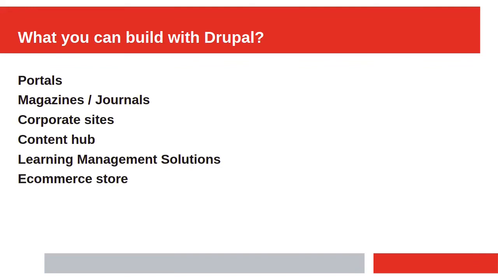And the other one is magazines or journals. Drupal comes with an editorial workflow. So you can say who's the author, or who has the editor controls, and you can manage it from the back end as well. And you can build corporate websites.